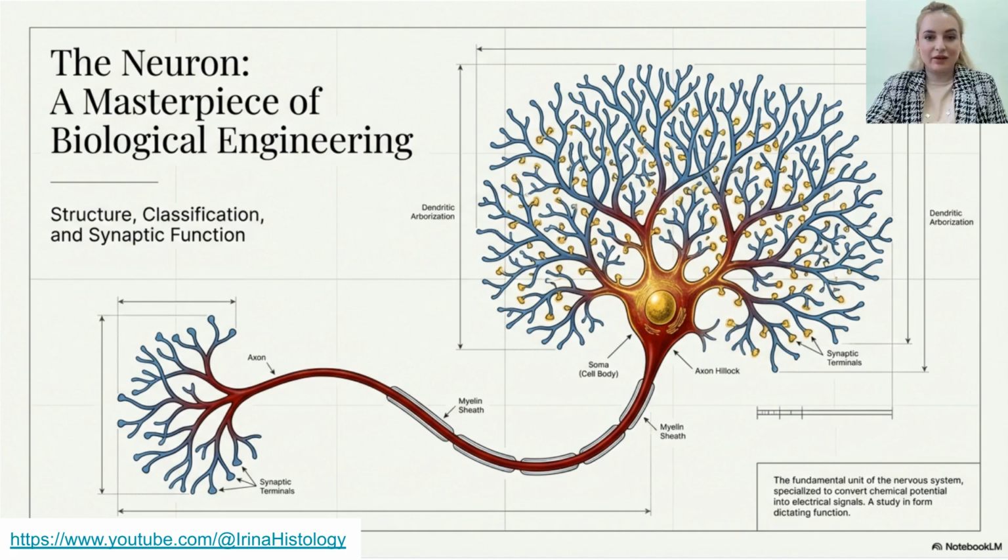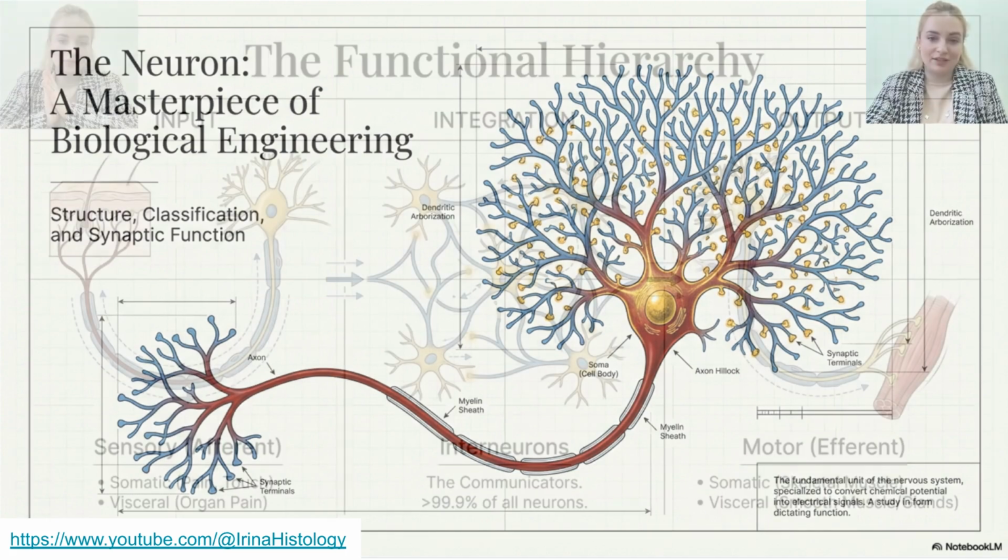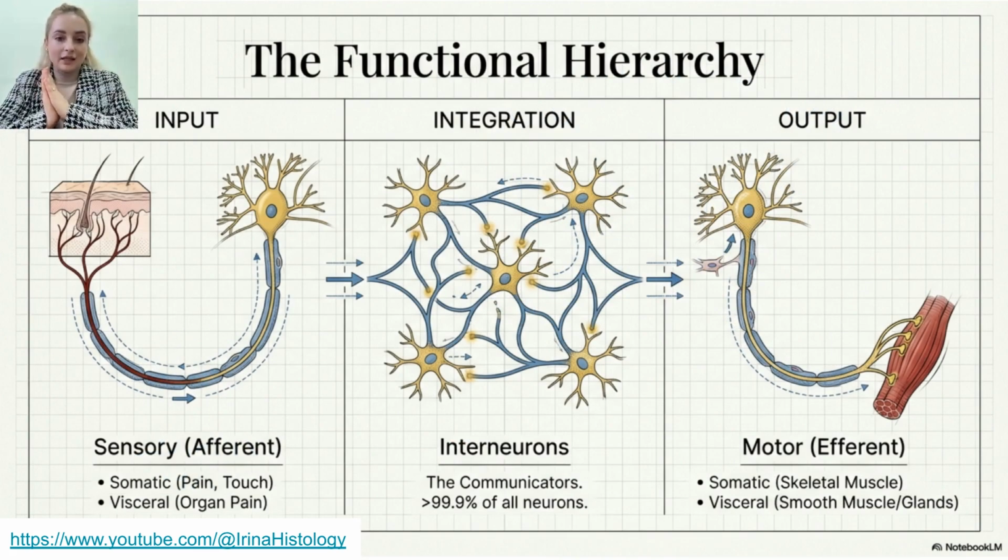Hi everyone, in this video we will be talking about key features of neurons that you should know as a medical student. First things first, neurons, as the cell representatives of nervous tissue, can be of three functional types: afferent, interneurons, and efferent.